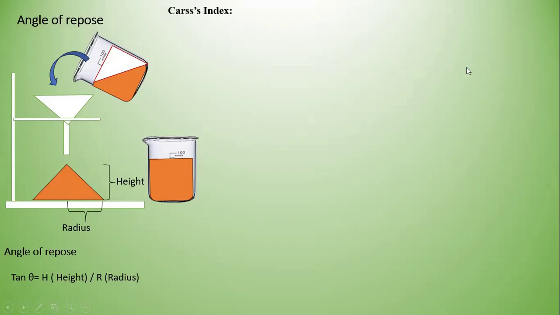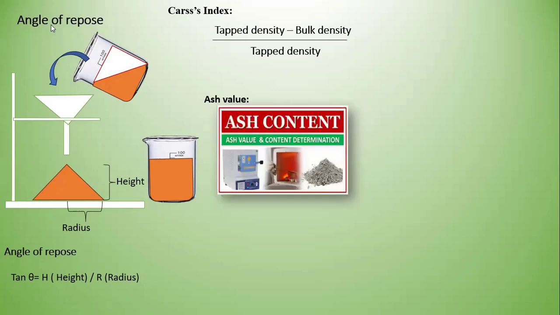Second one is Carr's index. Carr's index is calculated by tap density minus bulk density, divided by tap density. Likewise you get other standards, such as ash value, which all of you know from the previous slide. By using a muffle furnace, or igniting the powder in a crucible on a Bunsen burner, we calculate the ash value.